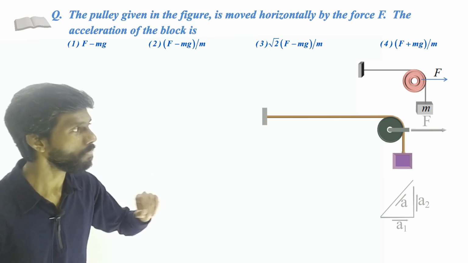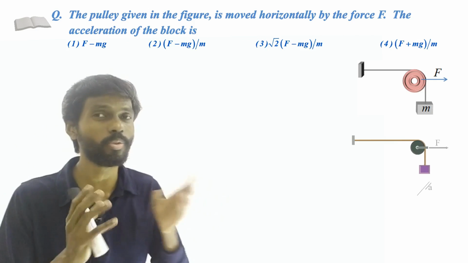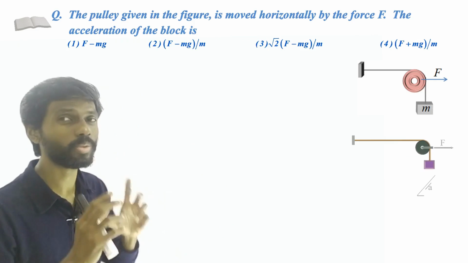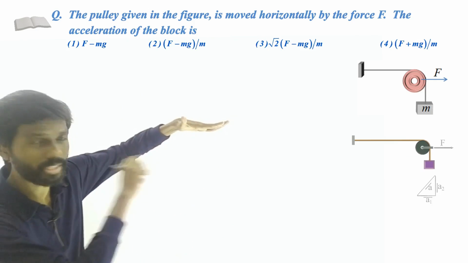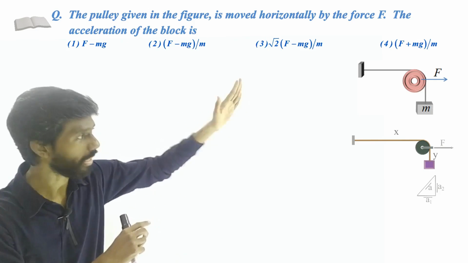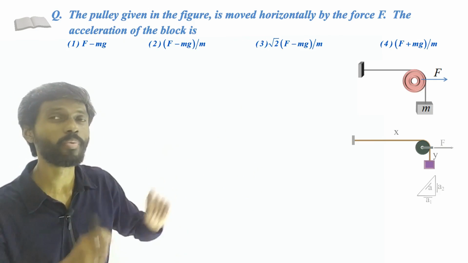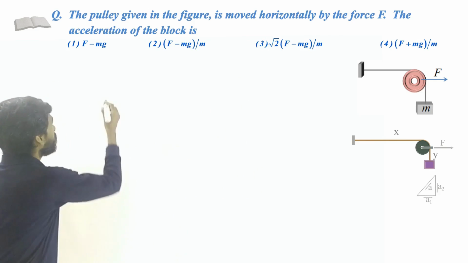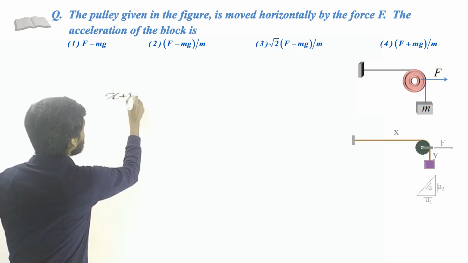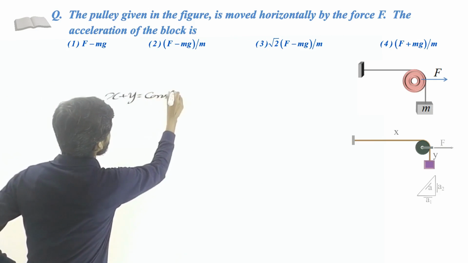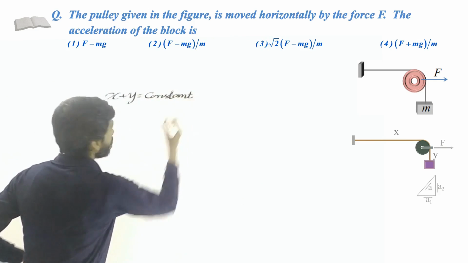So what will happen? Let us use the constraint method. To find the relation between the accelerations, let us take this part of the string to have length x, and this part to have length y. So x plus y is the total length of the string. That means x plus y is constant.